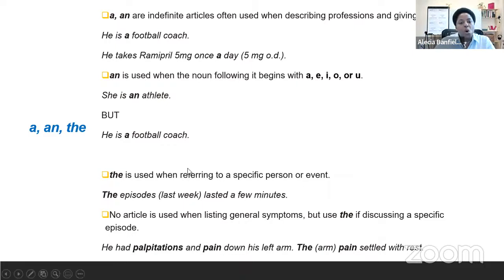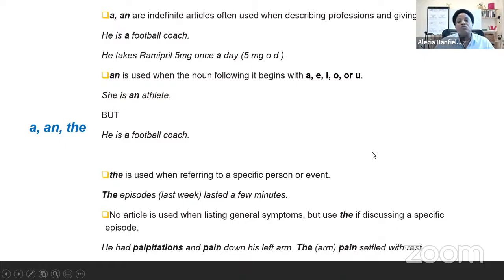And no article is used when listing general symptoms: pain, itching, dizziness, vertigo. But we use the if we are discussing a specific episode, like the episode that happened this morning or yesterday or last summer. So he had palpitations and pain down his left arm. Notice the general description of symptoms here. But the pain, we're talking about the arm pain, settled with rest.